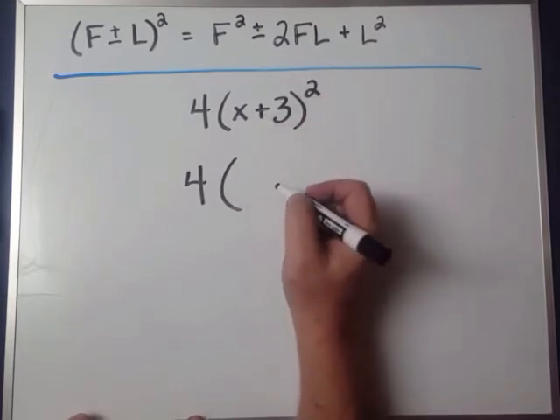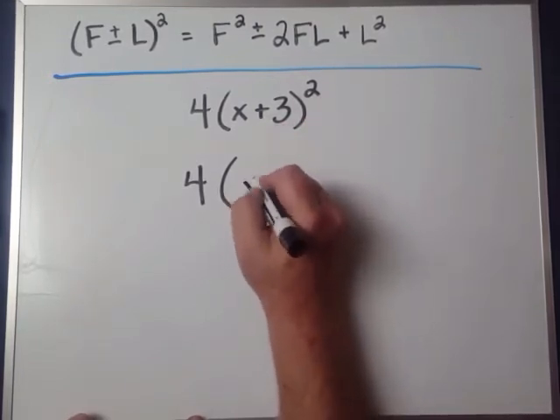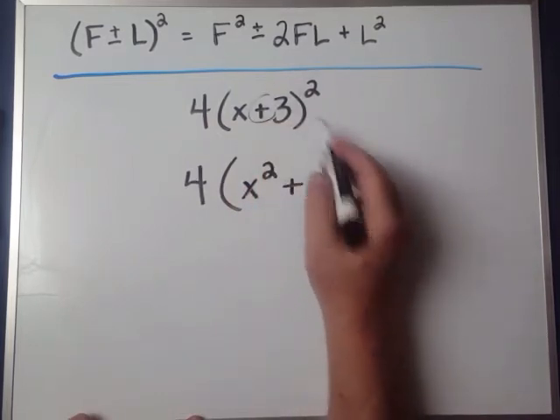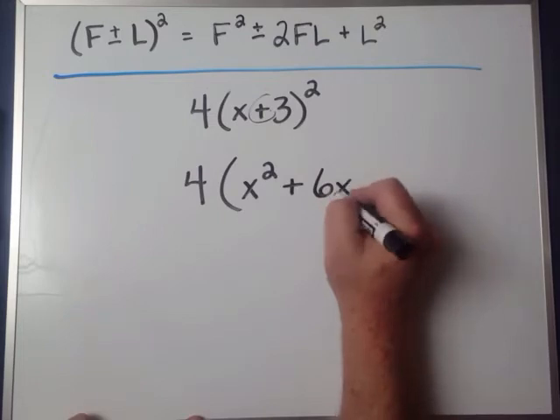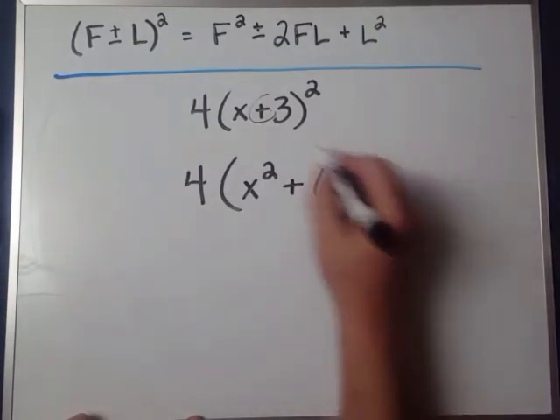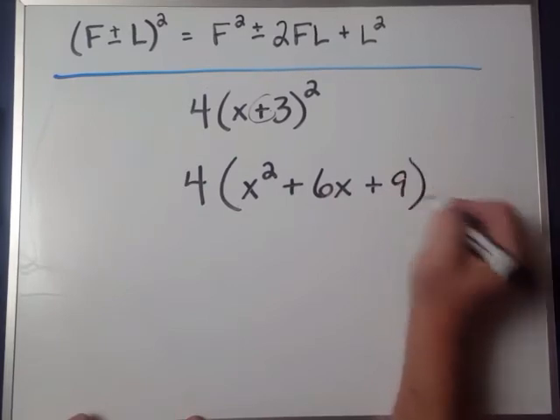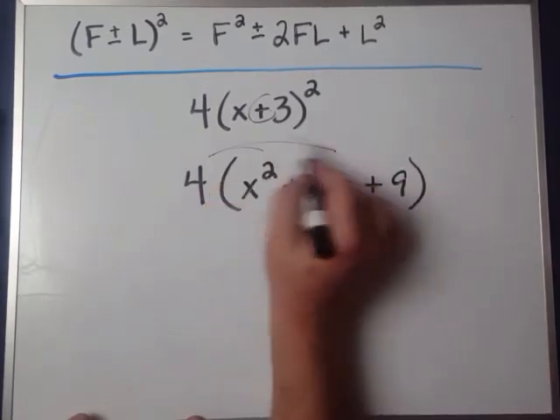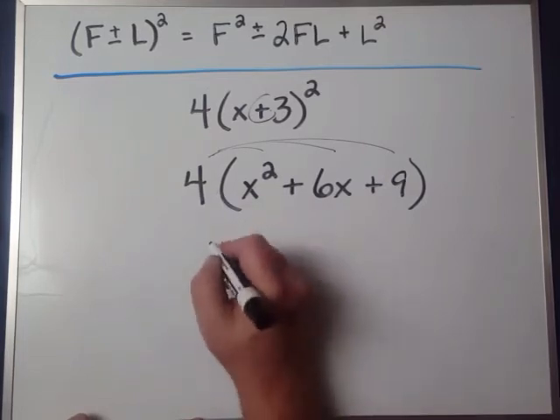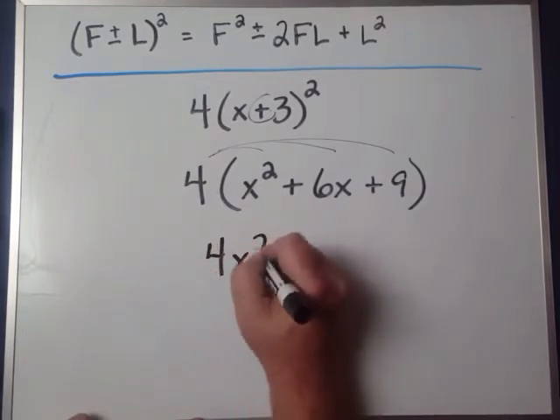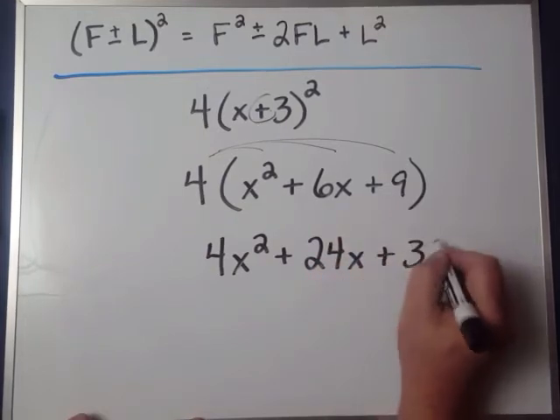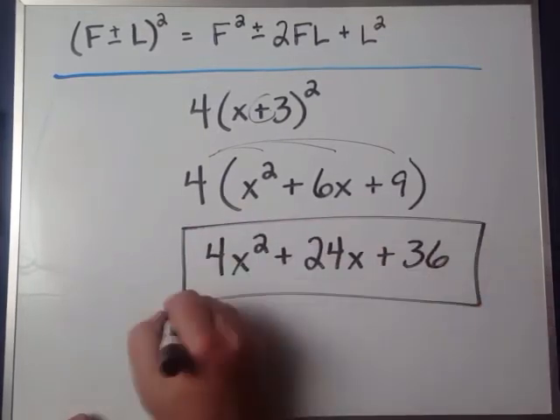This is the square of a binomial, so this will be the first squared, in this case plus, double the first times the last, right? And always plus the last squared. Now that I've dealt with the power, I can deal with this multiplication out front. Now distribute the 4. And there's my final answer.